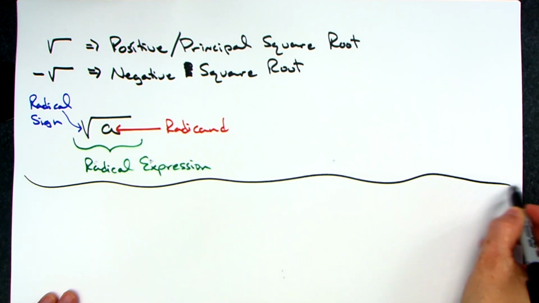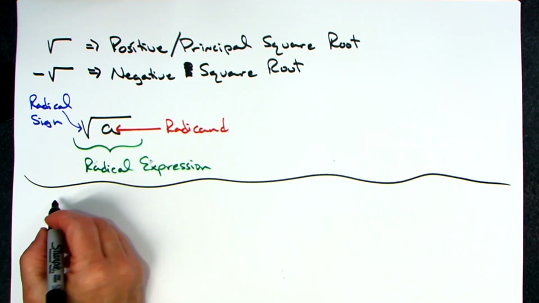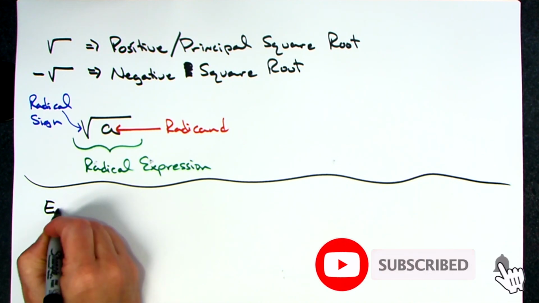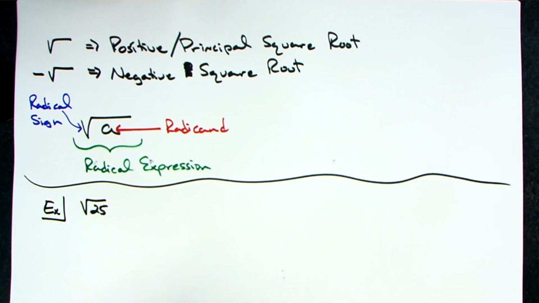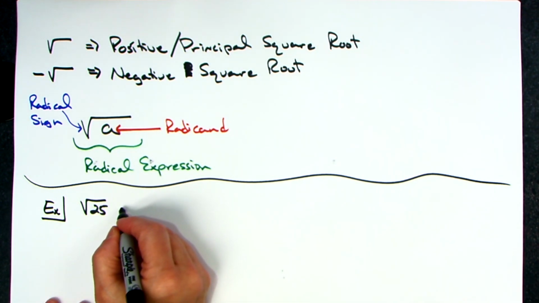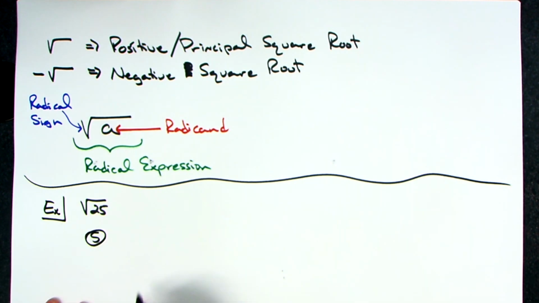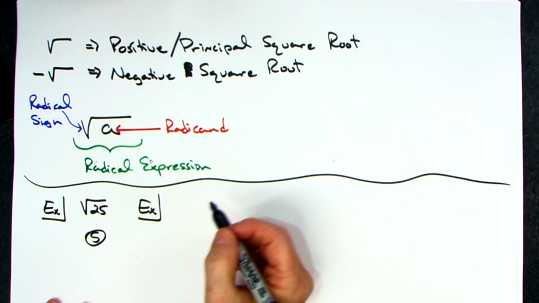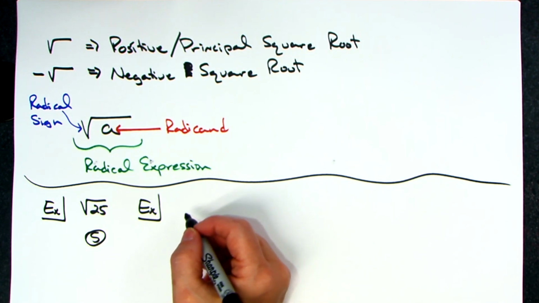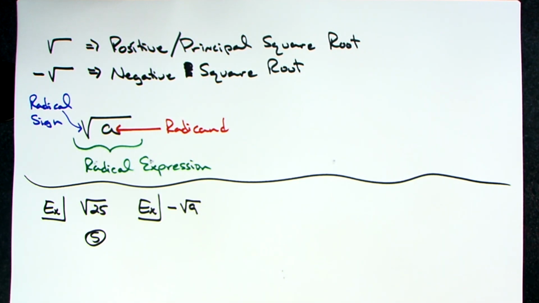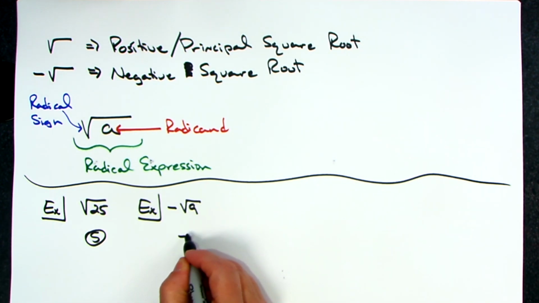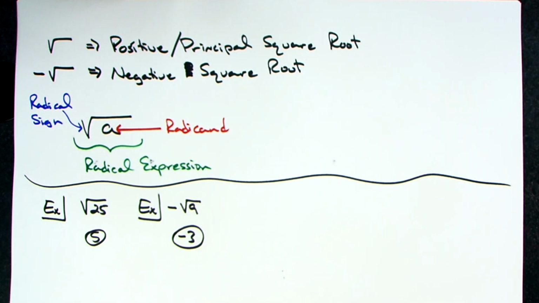All right, if I wanted to look at some examples, maybe say square root of 25. At this point, I'm hoping this is really easy, right? What number multiplies together to be 25? So it's a principal square root. Answer is just going to be 5. If you have a negative on the outside, like negative square root of 9, you're going to do square root of 9 like we always have. That's going to be a 3. Because there's a negative sign in front, you're going to have a negative 3 as your answer.